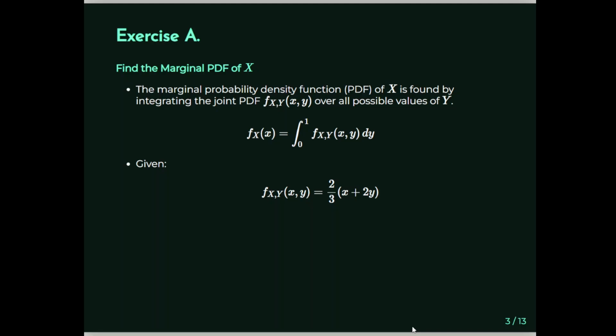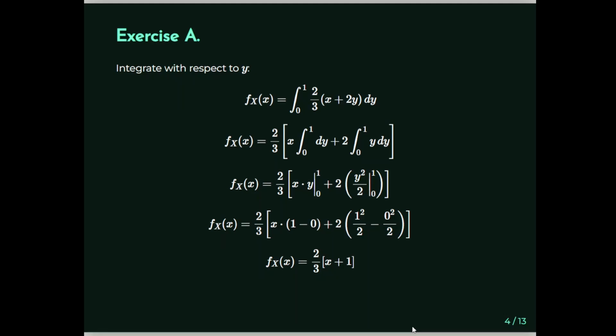So that is, and we recall our joint distribution function, it is 2 over 3 times (x plus 2y). So essentially what we're going to do is integrate that with respect to y from 0 to 1. So our limits of integration are 0 and 1. So let's get into it. The top line there is f of x equals the integral from 0 to 1 of 2/3 times (x plus 2y) dy. So far, so good.